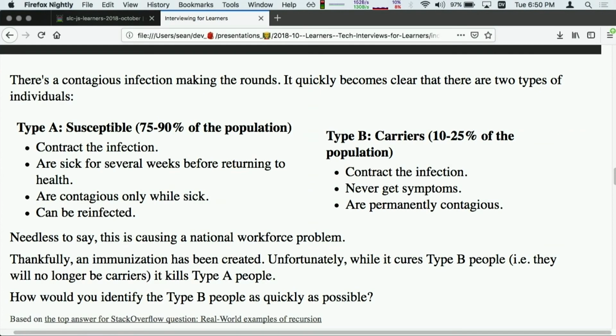That would be my solution: infect everyone, watch for the symptoms, inoculate or immunize the people who don't show symptoms, and quarantine everybody else for 2 weeks until you figure it out. I saw some hands. That's what I said, infect everybody and then wait a few weeks after those type A's get cured, then give it to the type B's.